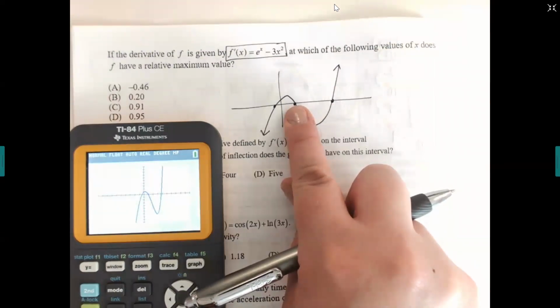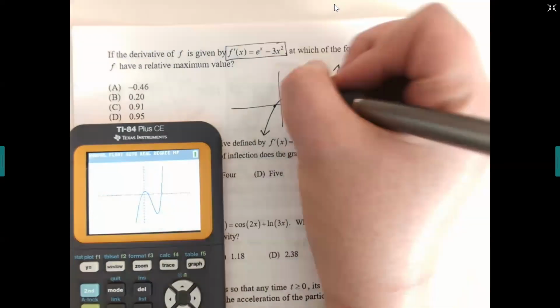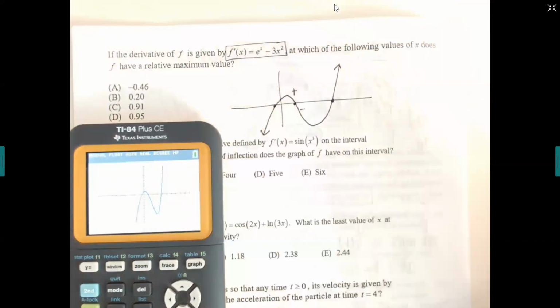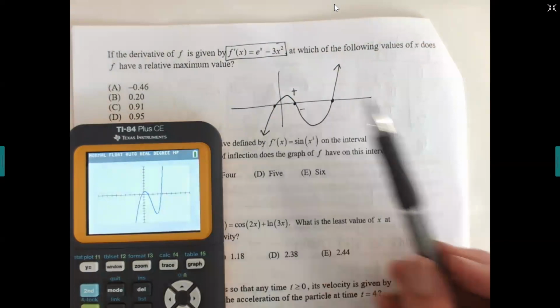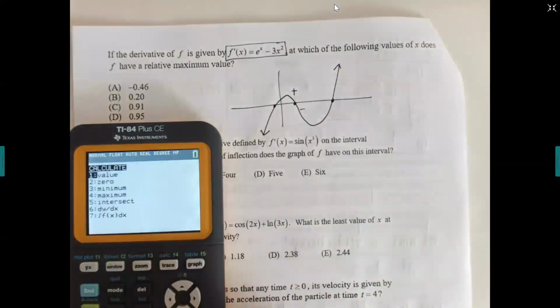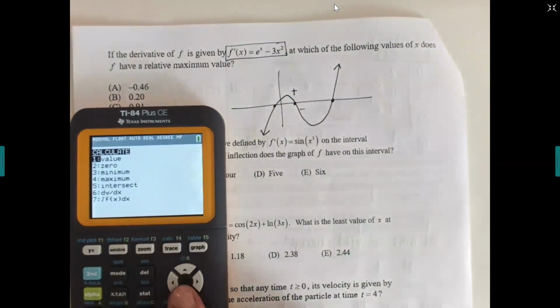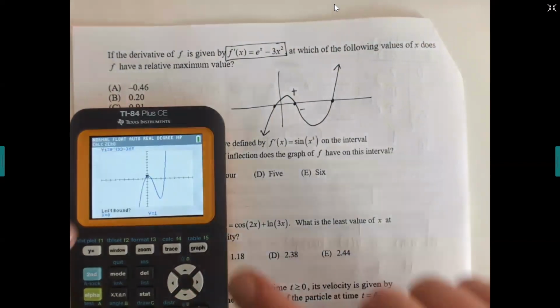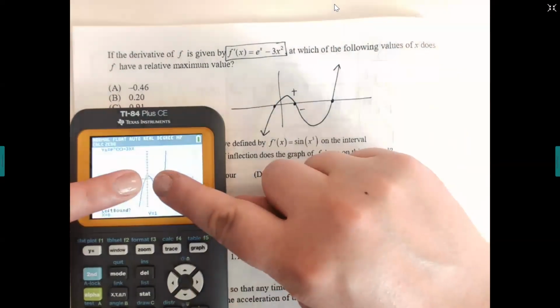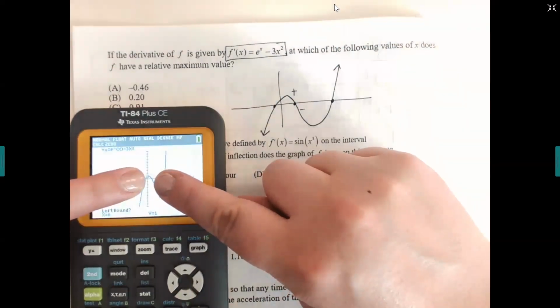Because how does the sign change for a max? It changes from positive to negative. So let's practice just finding that number and make sure we remember how to do it. Second trace. The zero is a fancy way of saying the x-intercept. And remember, you have two choices. You can use the little arrow buttons, or you can just guess. What whole numbers is that intersection between?